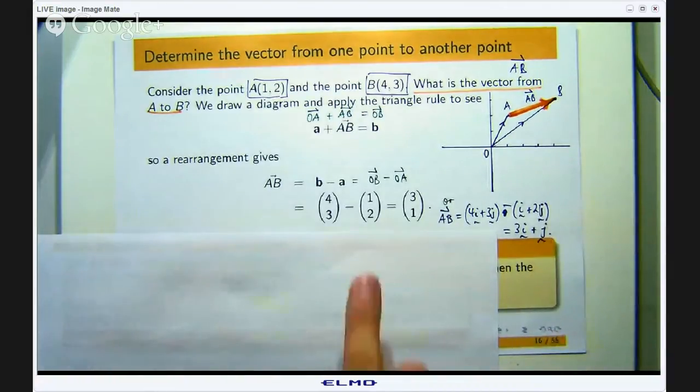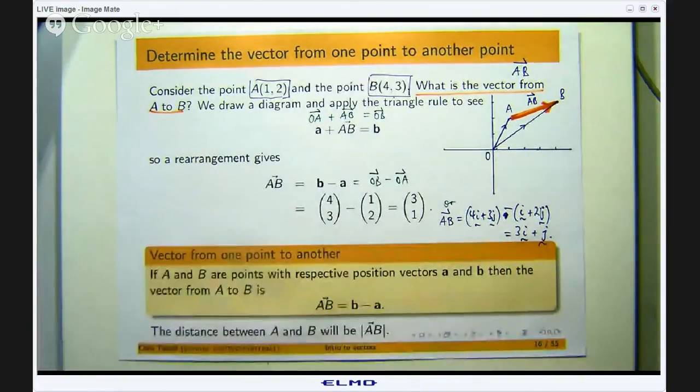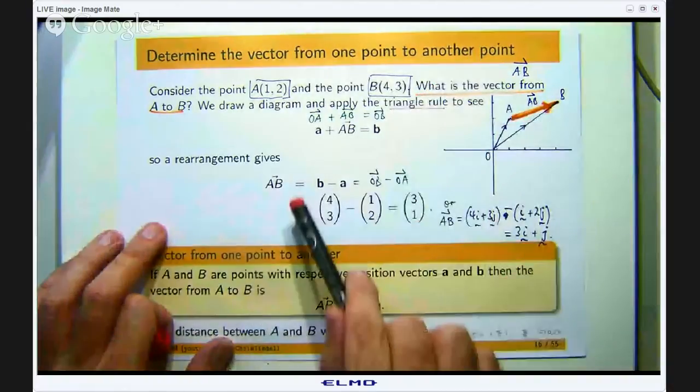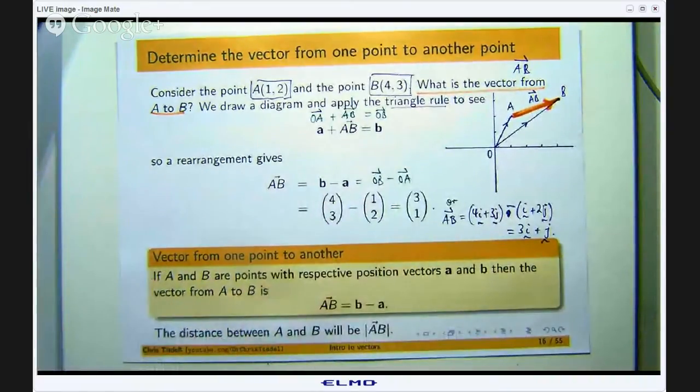Okay, now I'm giving you both the column forms and the i and j forms because you need to know both. Different textbooks, different teachers use this, and they may swap between the two. So the important thing, if you apply the triangle rule, you come up with this, and this is how we apply it, just through simple component-wise operations.